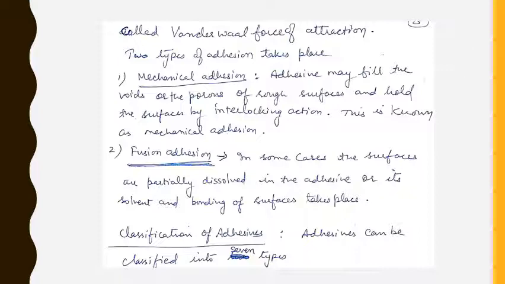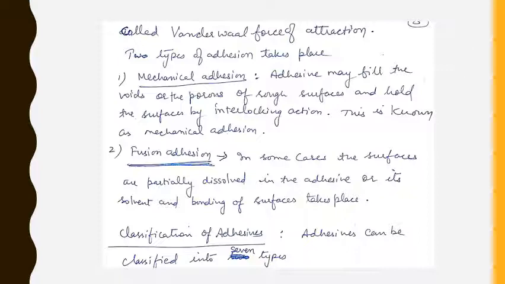Sometimes the adhesive acts as a solvent and the surfaces are partially dissolved in the adhesive, and on the basis of that the bonding takes place. So two types of adhesion we can understand: mechanical adhesion and fusion adhesion. Now we go for understanding the various types of adhesives in the classification.